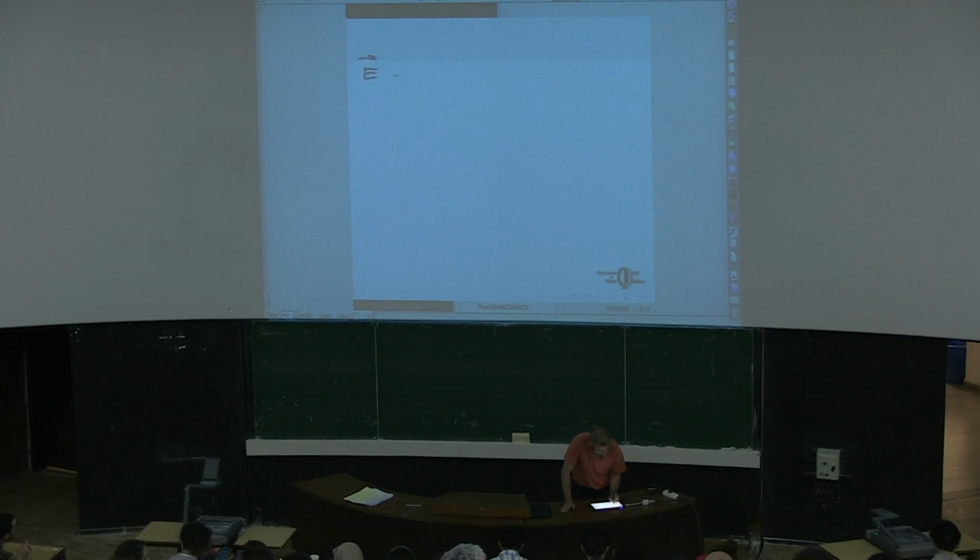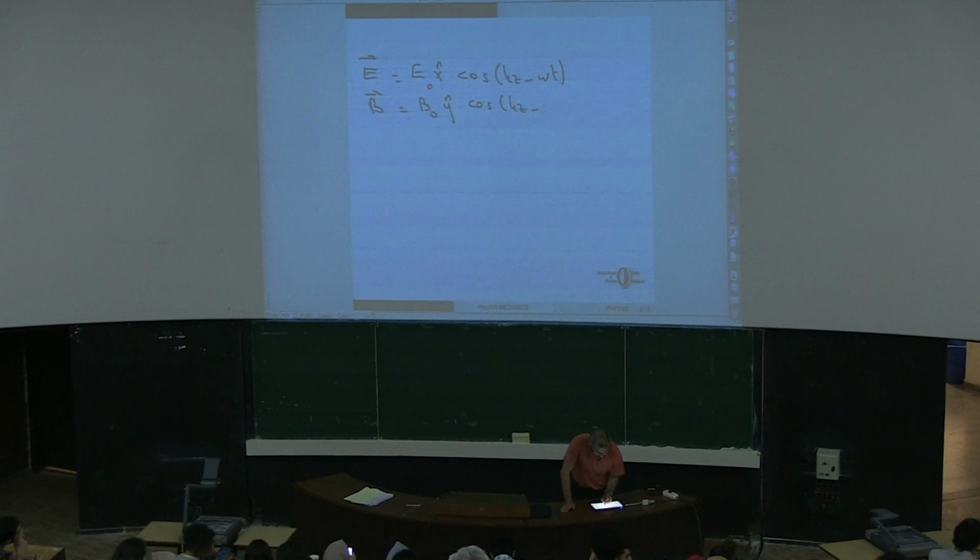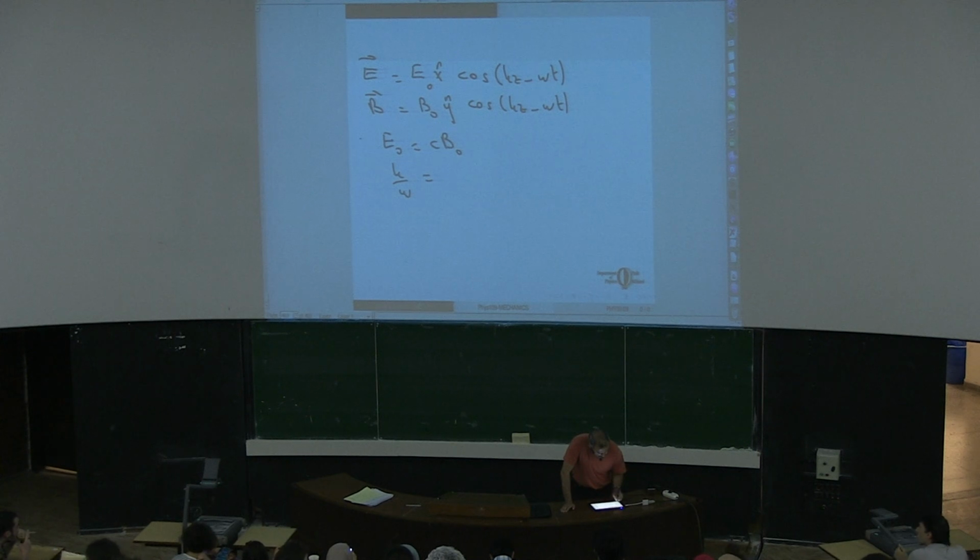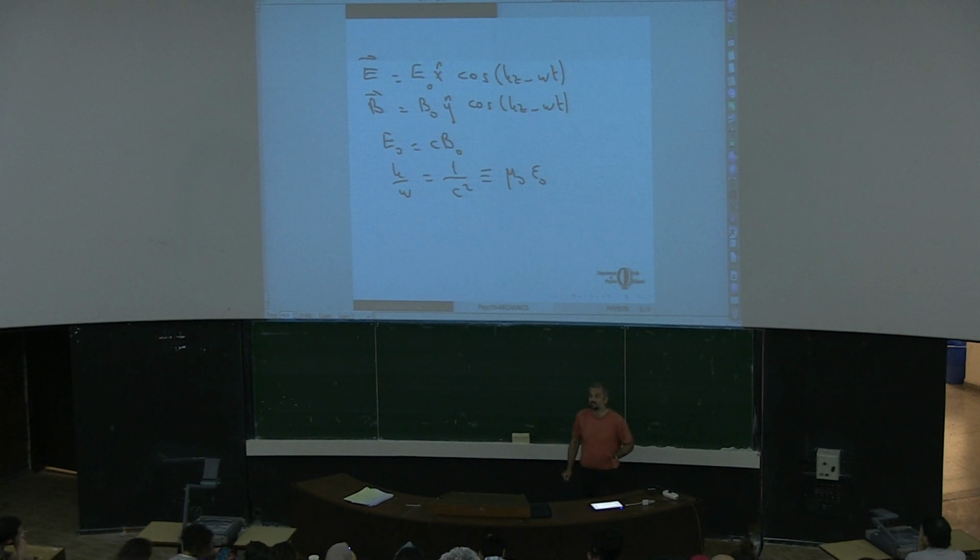The electric field at any point was E0 in the x direction times cosine(kz minus omega t), and B was B0 in the y hat direction times cosine(kz minus omega t), such that E0 should be equal to c times B0. And k over omega was 1 over c, where 1 over c squared turned out to be mu0 epsilon 0. So this we discussed already.